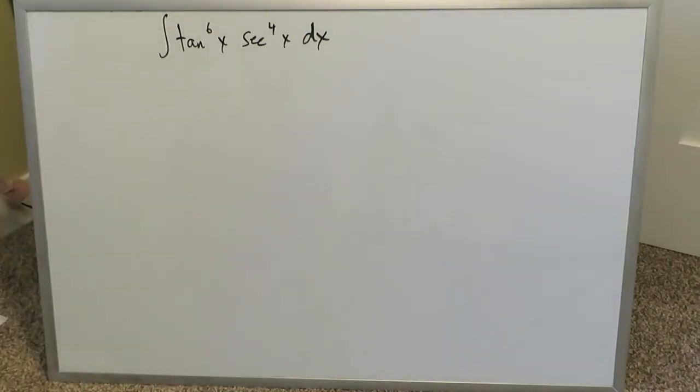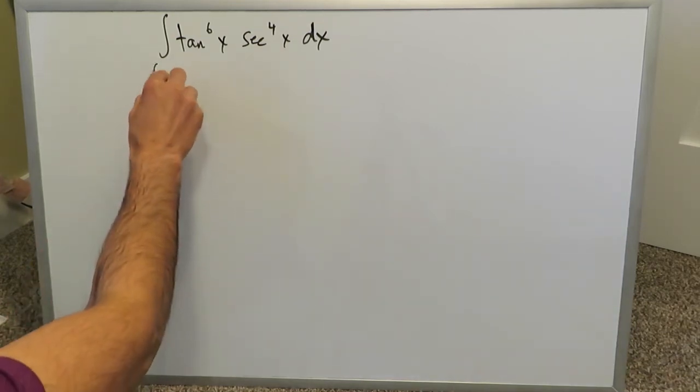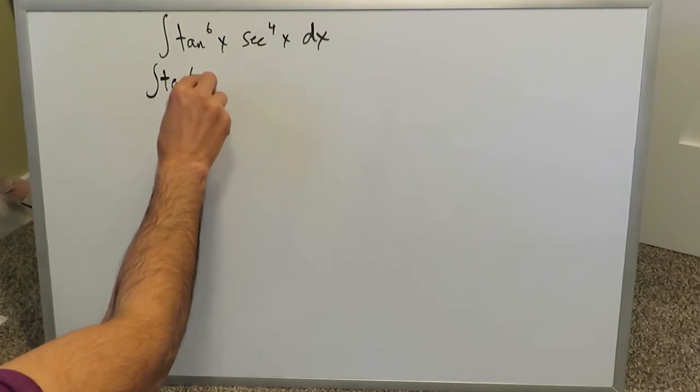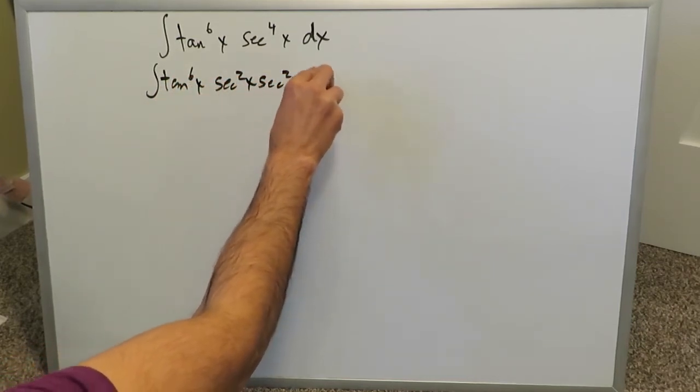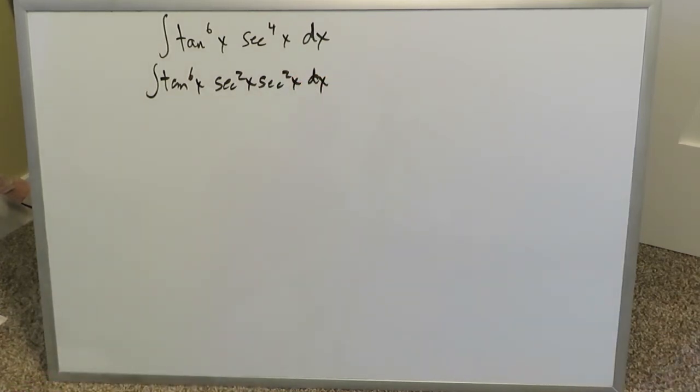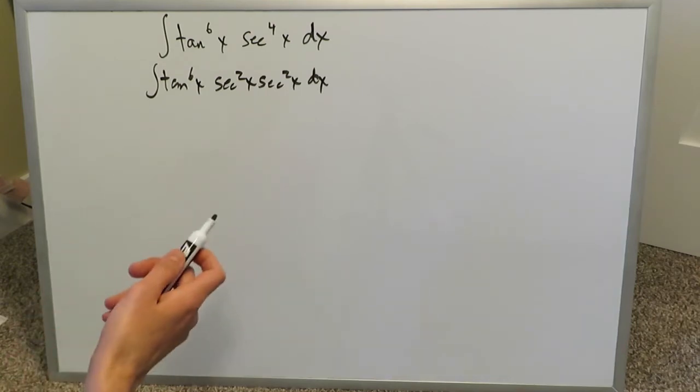Our goal always is to use our experience and our techniques to make the question more manageable, and I can do so by recognizing this. I have tan to the 6th, then I have secant square x and secant square x dx. I've separated the secant to the 4th into separate secant square x's. By doing that, I've made the question more manageable, and this is how it's going to play out for you.